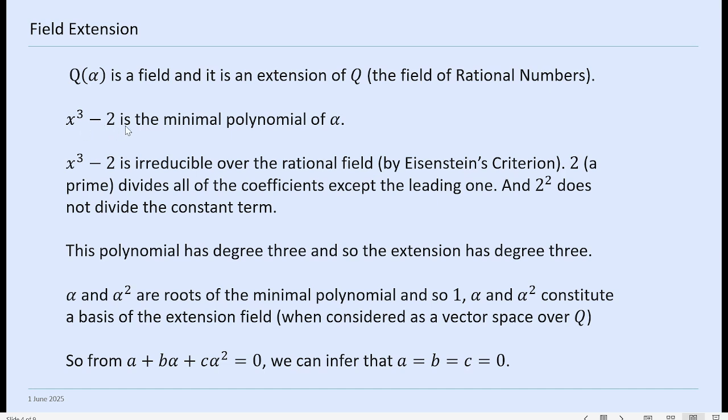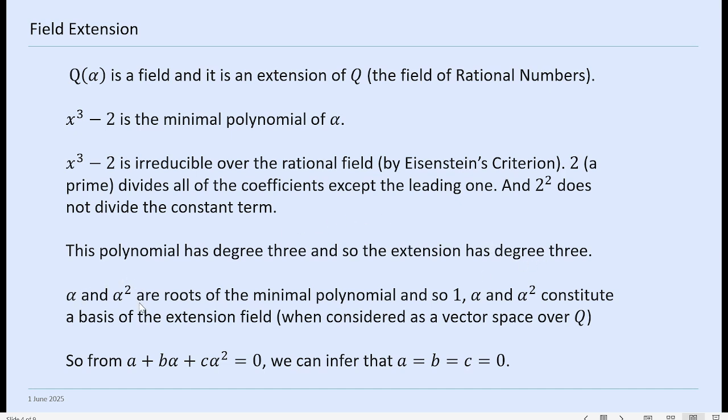X cubed minus 2 is the minimal polynomial of alpha. X cubed minus 2 is irreducible over the rational field by Eisenstein's criterion, with 2 playing the role of the prime. So we need a prime that divides all the coefficients except the leading one, and the square of the prime does not divide the constant term, and 2 plays that role. So this polynomial has degree 3, and so the extension has degree 3.